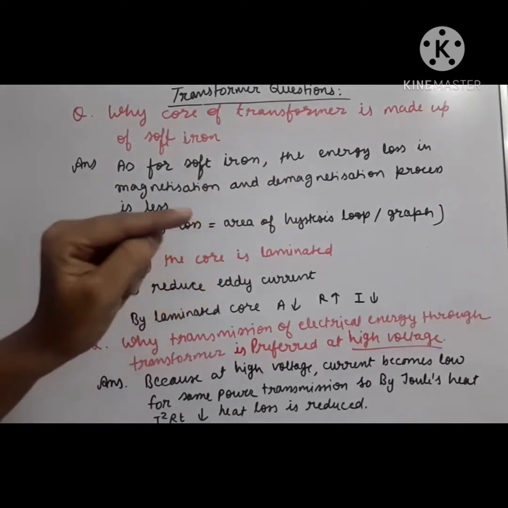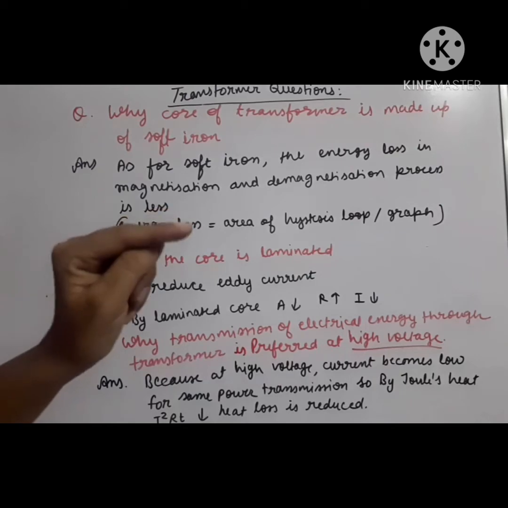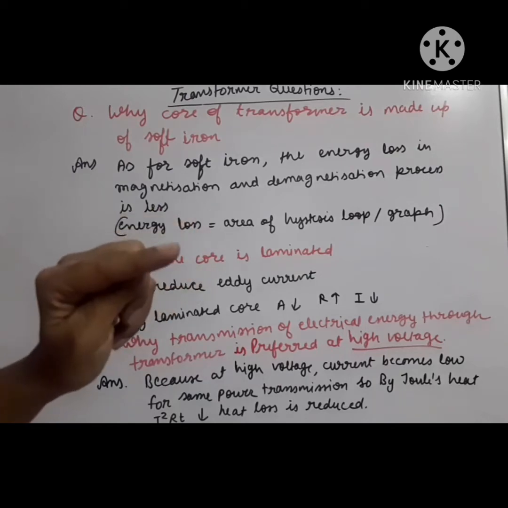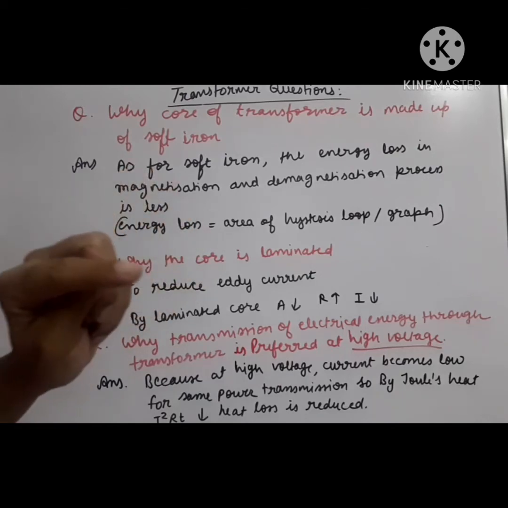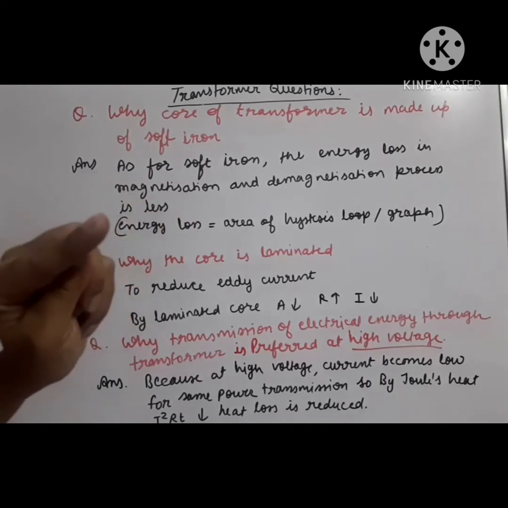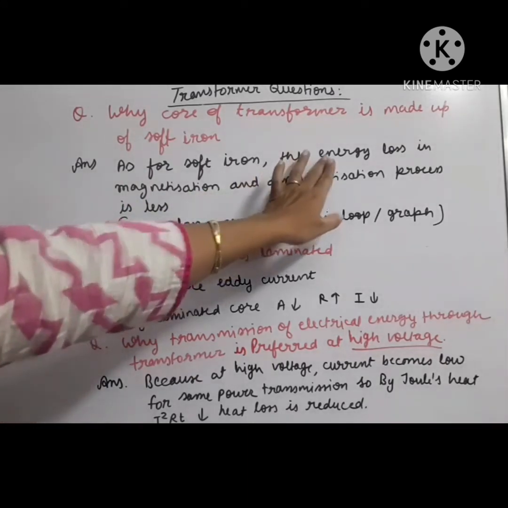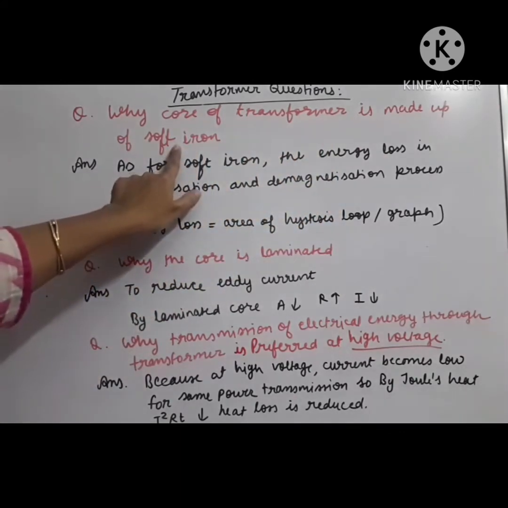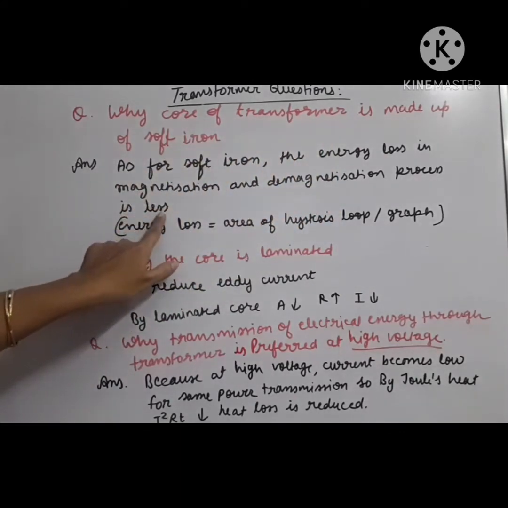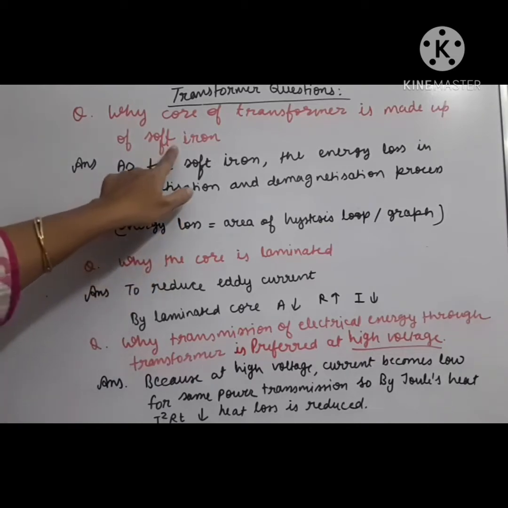So you know that the core is encountering the change of flux again and again. So it is magnetizing and demagnetizing. So always in this process the energy loss takes place, but for the soft iron core this energy loss is minimum. Okay, among different materials, like if we compare it with steel, then soft iron is better.